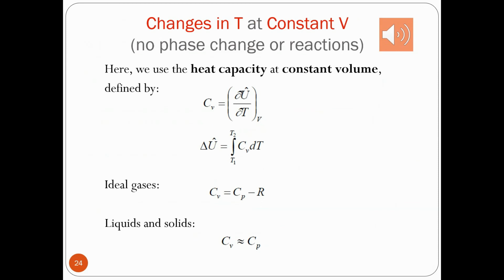To determine the change in internal energy, we can calculate it by the heat capacity at constant volume, Cv, times the difference of temperature. For the ideal case, Cv is equal to our heat capacity at constant pressure minus R, our gas constant. As for liquids, we can assume that our Cv is nearly the same as the heat capacity Cp.